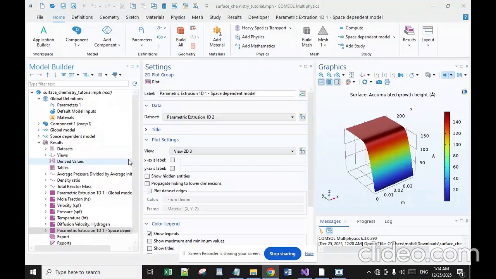The ultimate goal of most CVD models is to determine the total growth height and growth rate on the surface of the wafer. The total growth height is plotted in this simulation and saturates at about 159 angstroms. The total growth rate saturates because all the silane in the reactor is consumed after around 200 seconds. The accumulated growth height is also very uniform across the surface of the wafer. The global model and space-dependent model results for the total growth height agree very well.